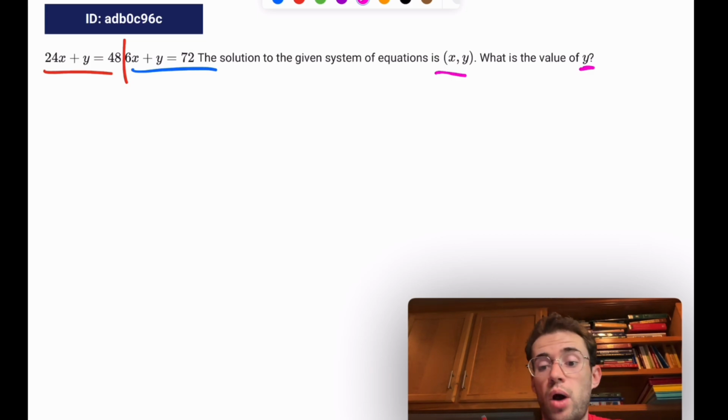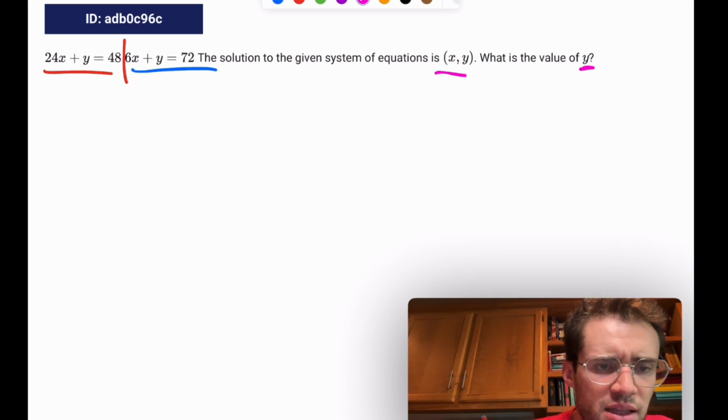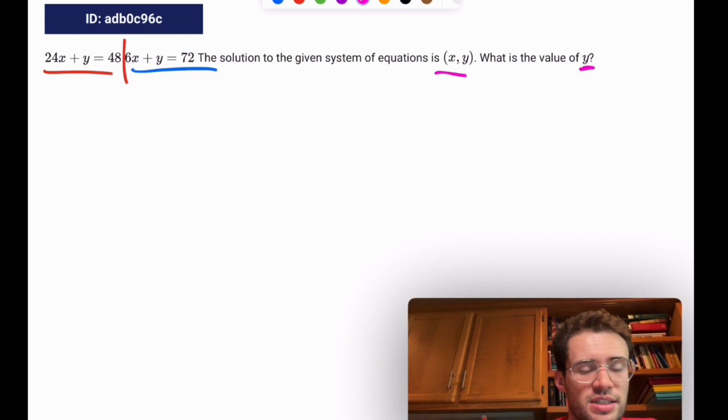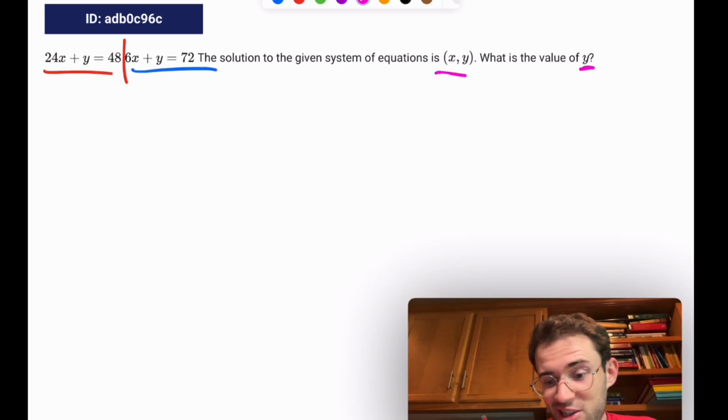So we're just trying to find the y value. Now, to find the y value, you would want to get rid of your x's. So I'm going to use elimination, which is a big shocker. I know I tend to prefer elimination. I think a lot of times it does save time unless they give you one of the variables already isolated.